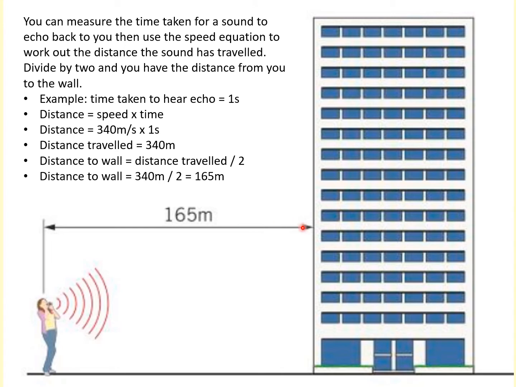Now there's a lot of problems with measuring distance in this way because human beings have what's called a reaction time. So if you're trying to time this with a stopwatch, you're going to be measuring the time that it takes the sound to travel there and back, but you're also including in that time how long it takes you to press the stopwatch. So it's very, very inaccurate.